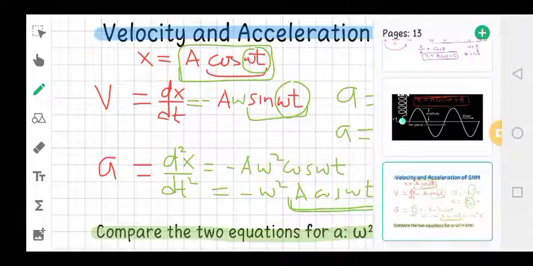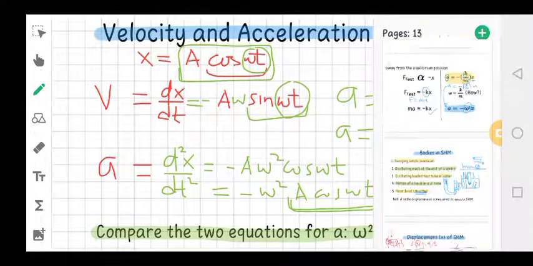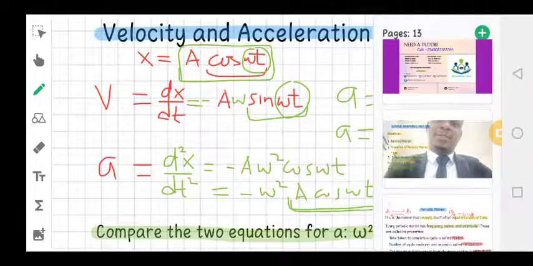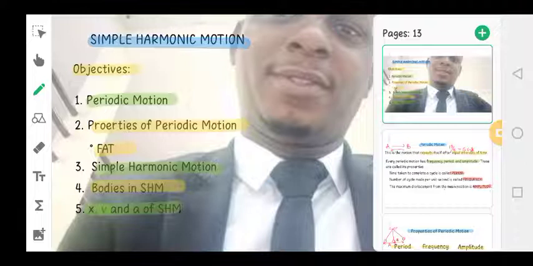So we are going to stop our class here as we have covered our objective under this topic. We have discussed what a periodic motion is, we have discussed the properties, we have talked about simple harmonic motion, and we've talked about different bodies in simple harmonic motion, and we have talked about the basic motion parameters for simple harmonic motion: displacement, velocity, and acceleration.